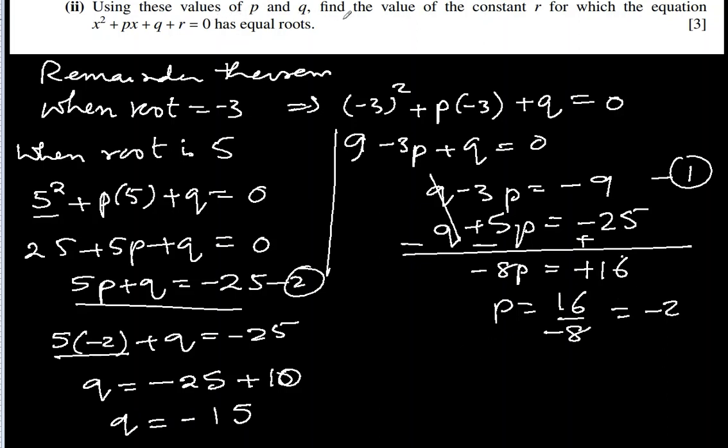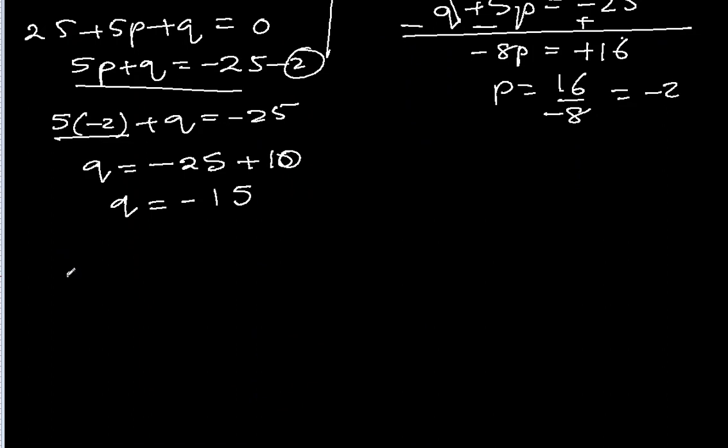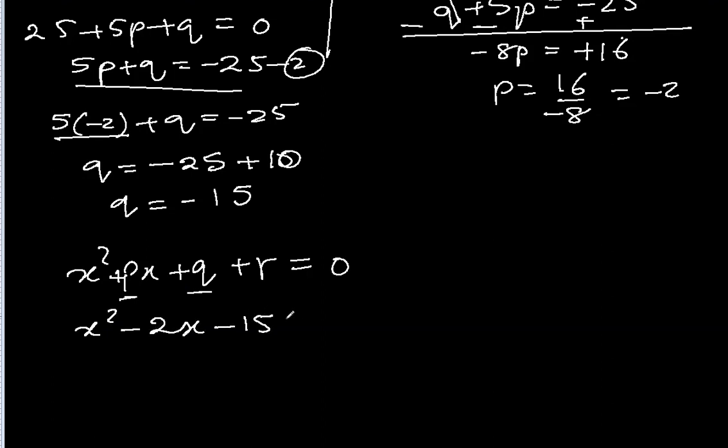Now, using these values of p and q, find the value of constant r, for which the equation has equal roots. It has one root, x square plus px plus q plus r equal to 0. We know p is minus 2, q is minus 15. So x square minus 2x minus 15 plus r equal to 0. And we know that it has two equal roots. That means it has only one single root.